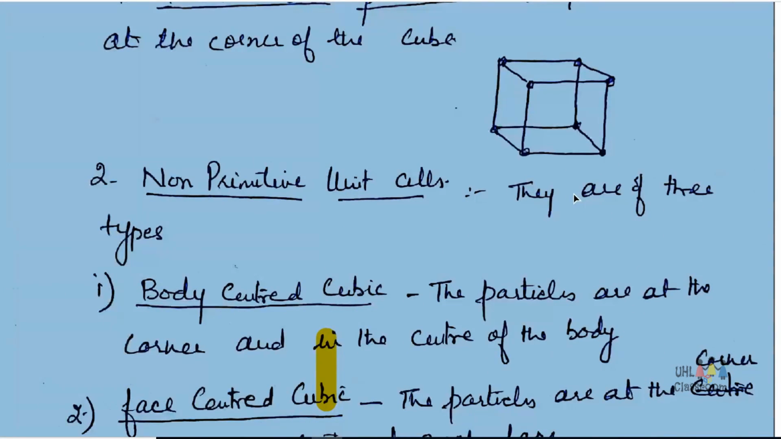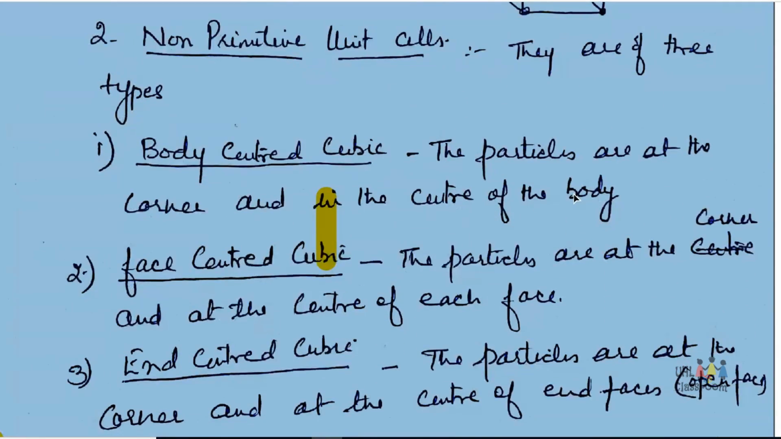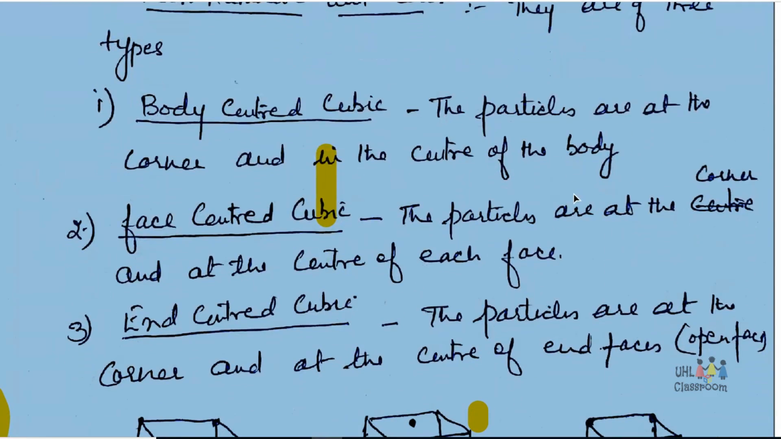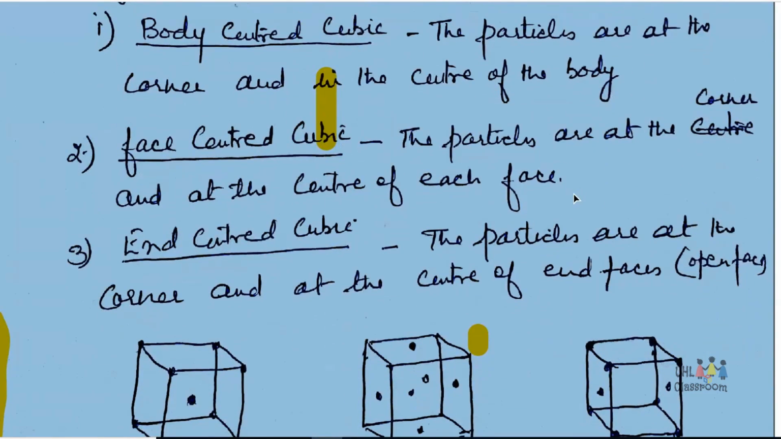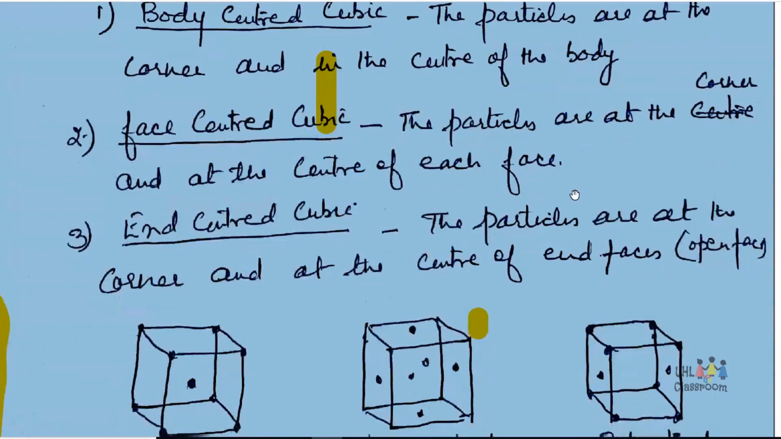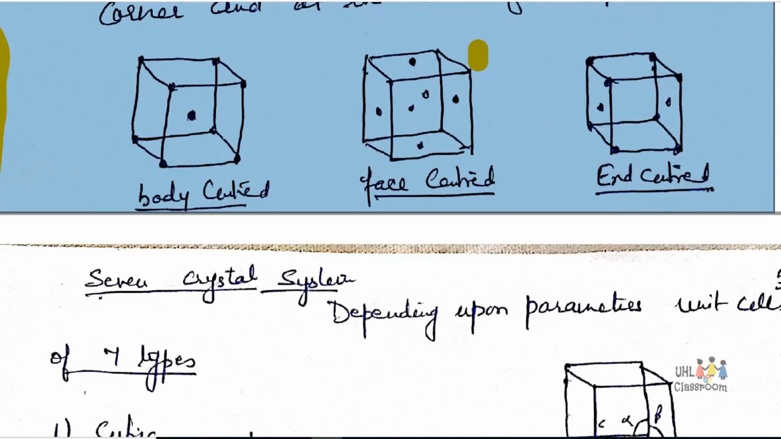Second is non-primitive unit cells. They are of three types. One is body-centered, in which the particles are at the corner and in the center of the body. Second is face-centered. The particles are at the corner and at the center of each face. And third is the end-centered. The particles are at the corner and at the center of end face, that is open face.